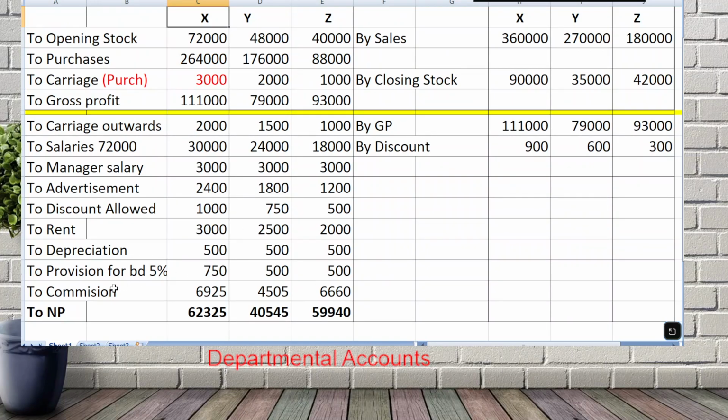Do you understand the commission part? Commission part is credits minus all the expenses so far, into 10%.